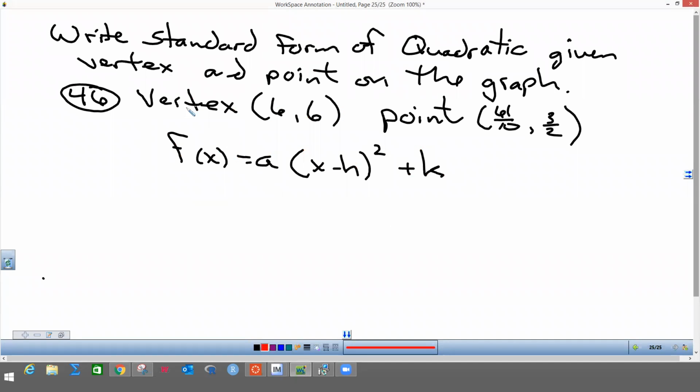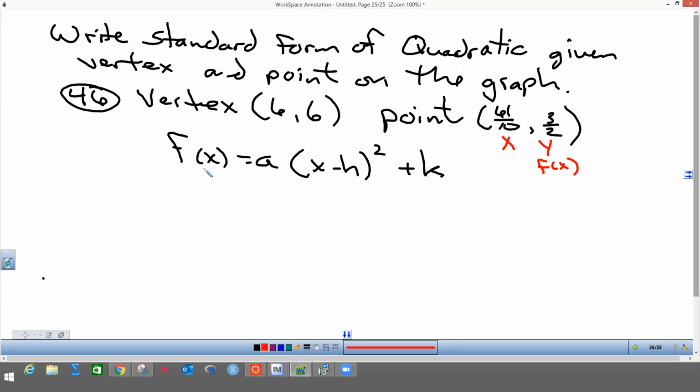So the last part says, write the standard form of a quadratic given a vertex. So they gave me the vertex and a point that's on the graph. So here's the point on the graph. And again, I tried to pick a hard problem that had these crazy fractions because I know they're harder. So you need to know that this is x and this is y. Well, y is also f of x. So I'm going to plug these four things in where they go over here to find a.